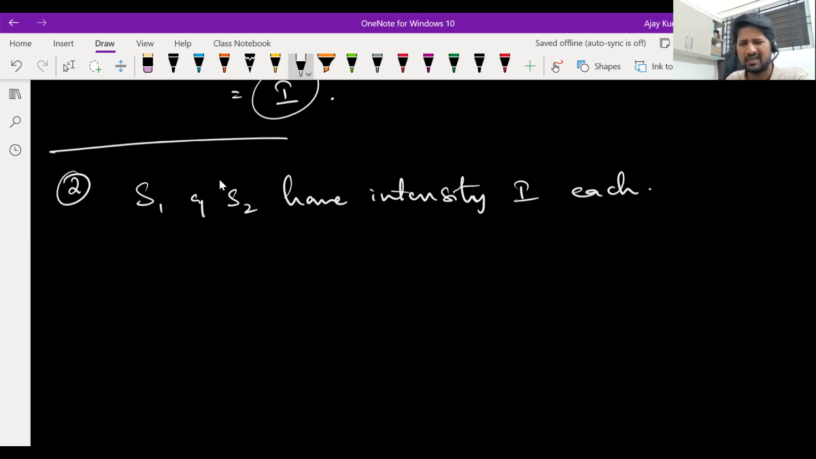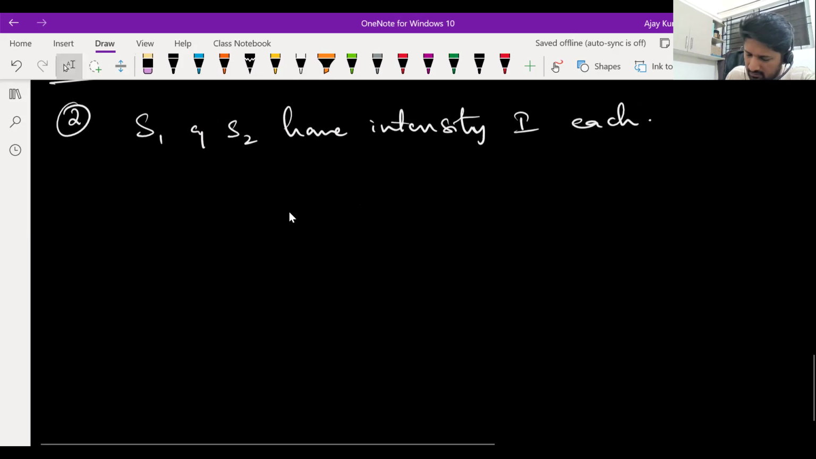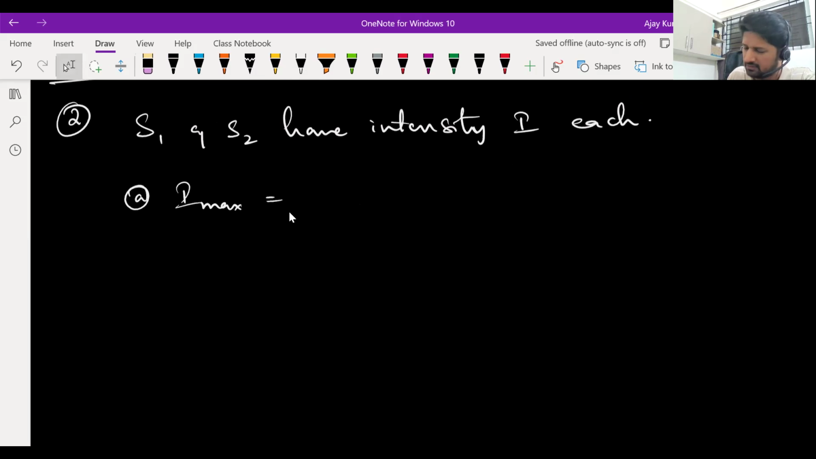Have intensity I each. Okay. Then first, how much is the maximum intensity that you can see anywhere on the screen? Next, how much is the minimum intensity that you can see anywhere on the screen?